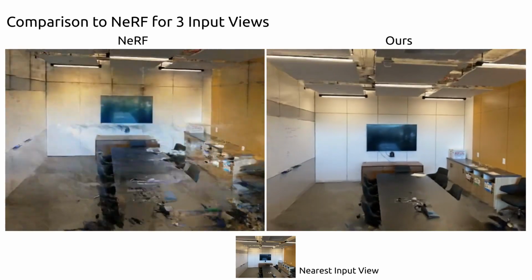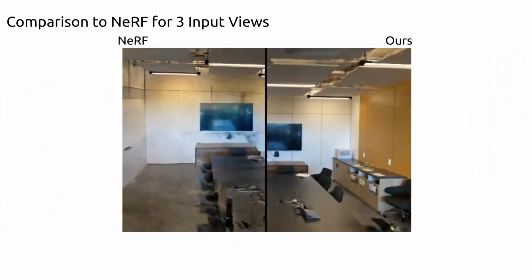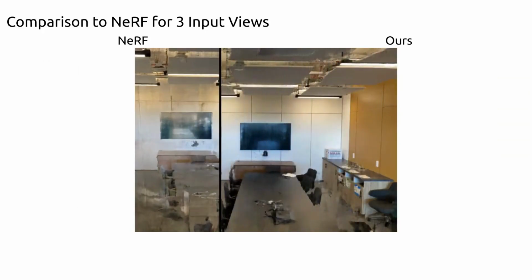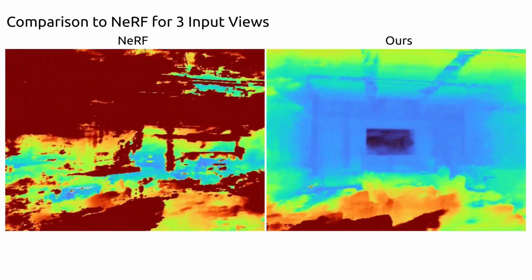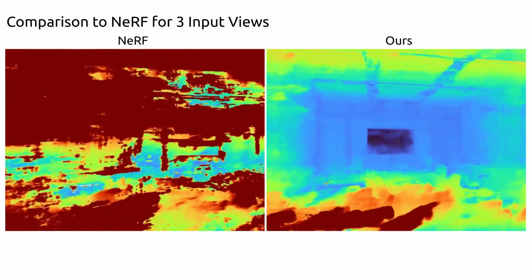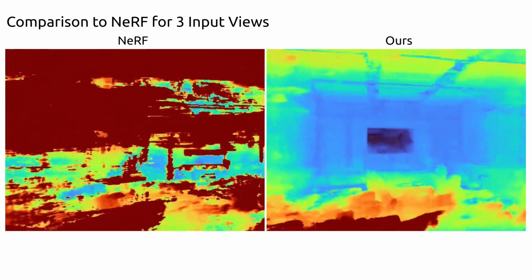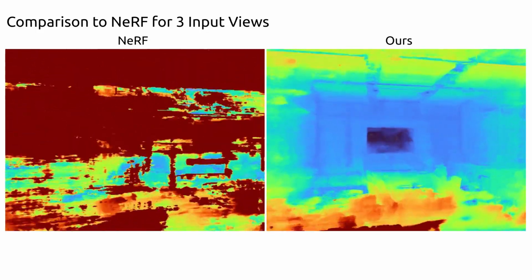Recall the previously shown comparison to NeRF for 3 input views. We improve the quality of not only predicted novel views, but also the optimized scene geometry illustrated here by the expected depth maps. While the scene geometry optimized by NeRF is degenerate, our method predicts a realistic room layout despite only 3 input images being given.